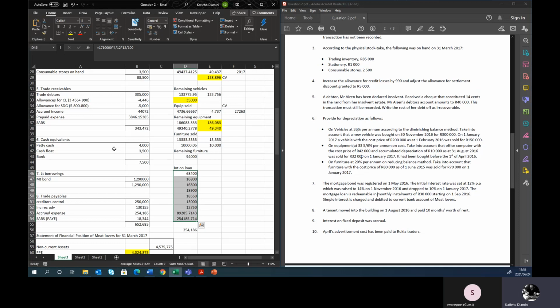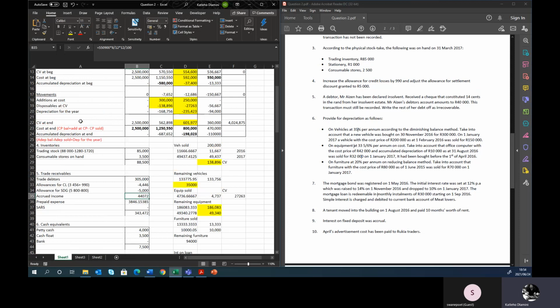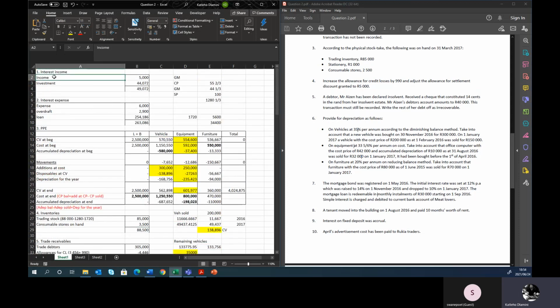But what I'm trying to show is that after you add everything here, I'm going to go back up here. Your interest income is all the interest that you are receiving. So this is your favorable interest. It could be interest on debtors account, interest on investment like fixed deposit, or interest on current account, right? And then your interest expense could be your interest on creditors control, your interest on overdraft, your interest on loan, like I just calculated over there.